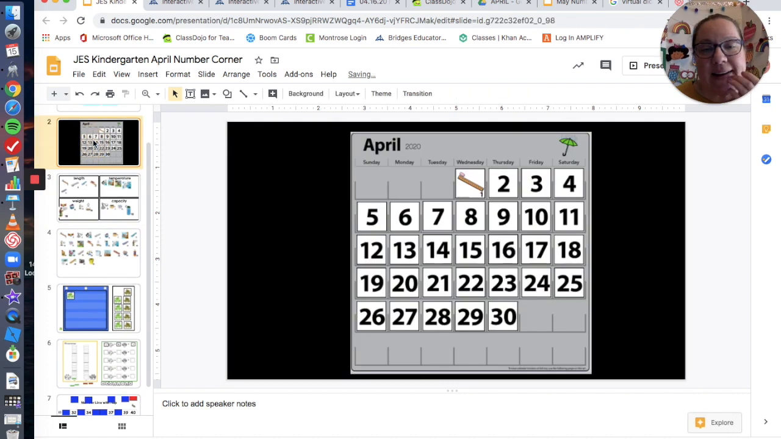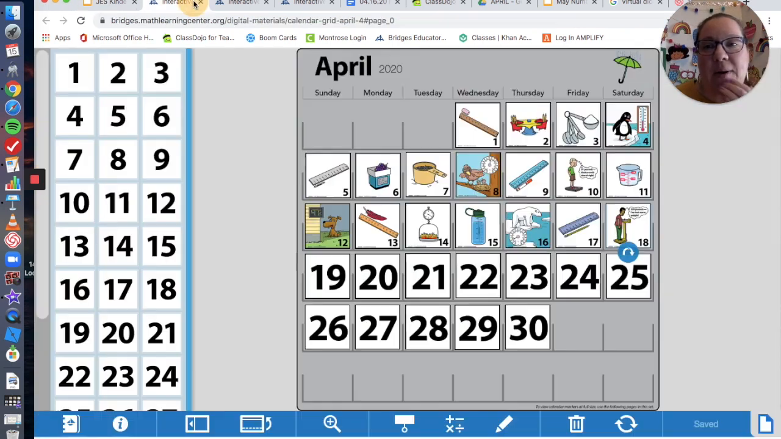Let's go back to our calendar and, whoops, wrong one. And let's look on Sundays. So let's look at our pattern again. Ready? Ruler. We're going to start at this one so we don't have to do the whole calendar. Length, weight, capacity, temperature. Length, weight, capacity, temperature. Length, weight, capacity.